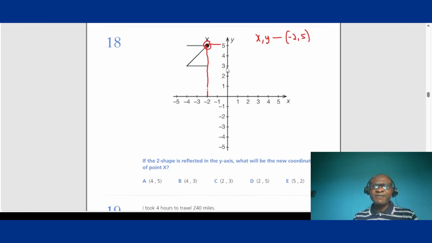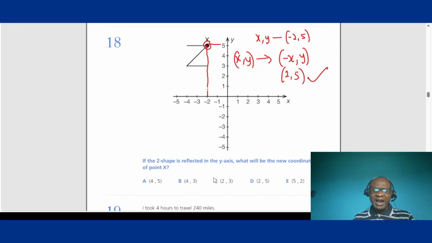But when it is reflected on y-axis, what happens is that you multiply the value of x. It has a formula. If you reflect on y-axis, what will happen is that you are going to multiply x by -1, and then y will remain unchanged. When we do that here, we'll multiply -2 by -1. That is going to give us +2. And then y will remain unchanged. That is what will happen when you reflect it on y-axis. It is a formula. Therefore, from what we got, 2, 5, that should be option D. That is the correct option.